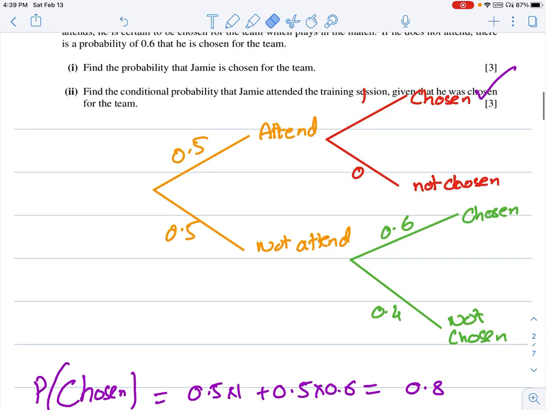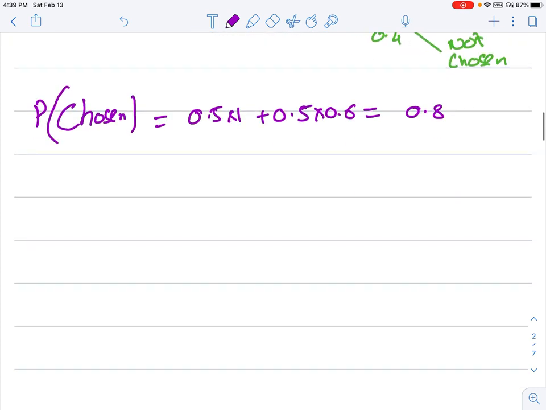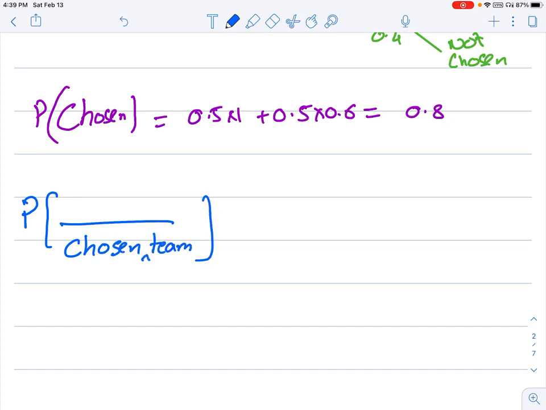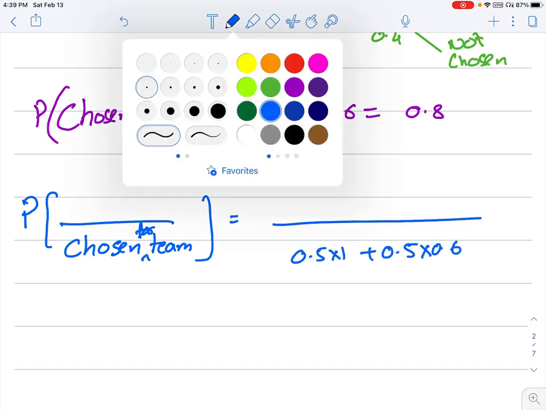Okay, so coming to the next part. Find the conditional probability that Jamie attended the training given that he was chosen for the team. Remember, whenever given that is there, write that in the denominator. Given that he was chosen for the team, chosen for the team was 0.5 times 1 plus 0.5 times 0.6. A part of it goes to the numerator.